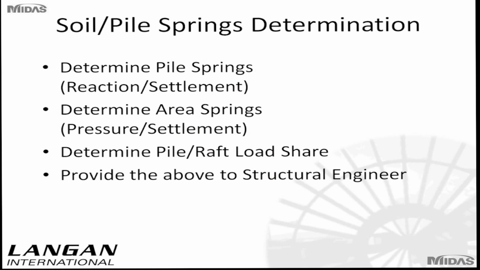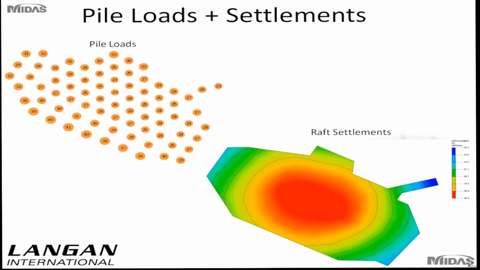So once you have gotten all your output and you have checked 100 times that it's correct, you determine the pile springs as reactions over settlements. You determine your area springs as pressure over settlements. And then you determine how much load is taken by the piles and how much load is taken by the soil under the raft. And then you provide the above to the structural engineer.